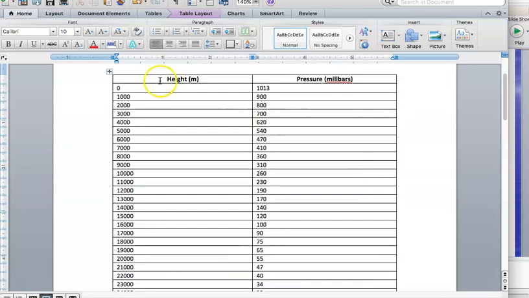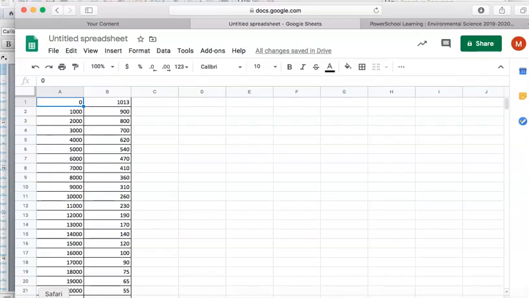For graph number one, we've got height as our independent variable, which is going to be on the x-axis. Pressure in millibars is going to be on the y-axis as our dependent variable. If you are using Google Sheets, yes, you can go ahead and highlight all the data and then copy and paste it. I've already done it for you in a Google Sheet. Your data is going to look like this.